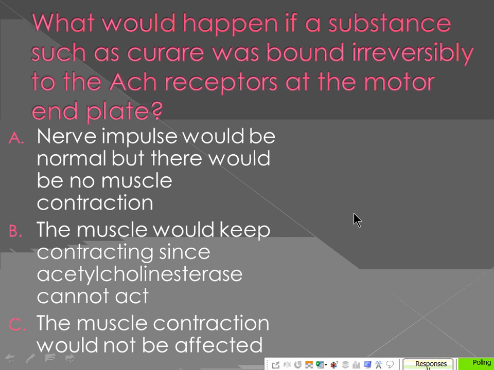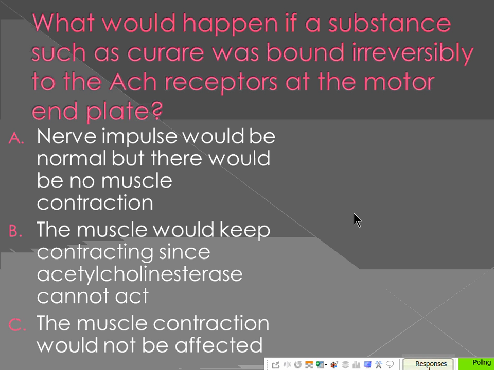Okay, now look at this question. What would happen if a substance such as curare was bound irreversibly to the acetylcholine receptors at the motor end plate? I don't know how many of you read Phantom comics, or maybe you're too young to read them. But they have these things which are muscle blockers. They block muscle action. So they used to shoot, the pygmy tribe, they used to shoot these arrows which were tipped with curare, and they would cause paralysis of a person.